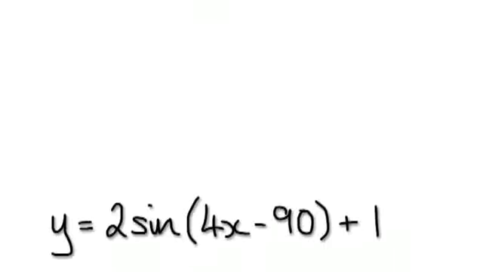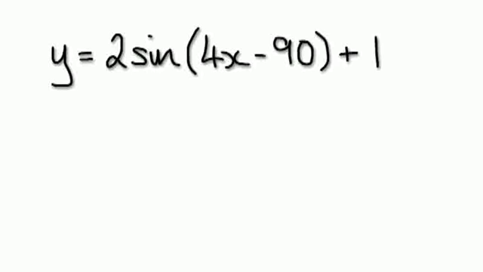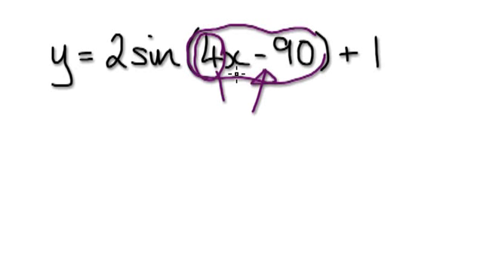Okay, let's give you guys some practice. Sketch this graph here: y equals 2 sine(4x minus 90) plus 1. You've got to visualize this as being a bubble here. Remember, sort out this bubble first. Here you've got a coefficient of 4. The coefficient of x here is 4.